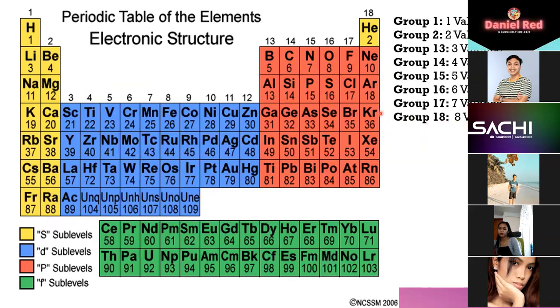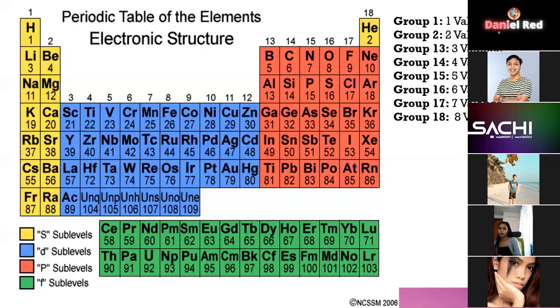Remember that group 18 is what we call the noble gases, except for helium. They're called noble gases because they are stable, because they possess 8 valence electrons. Let's proceed to the next one.